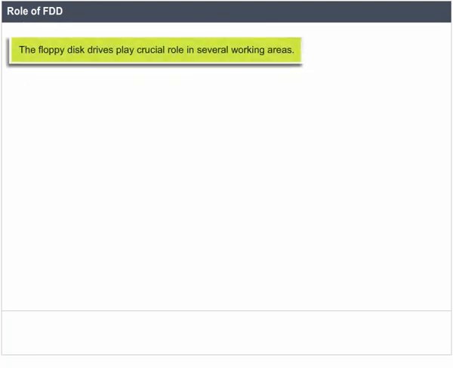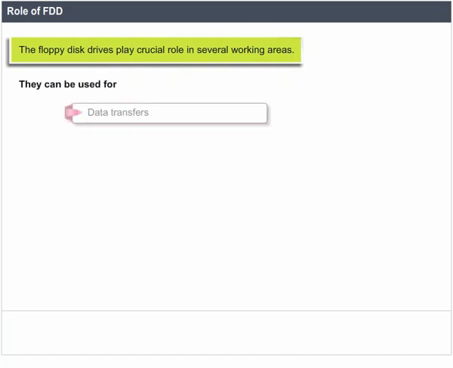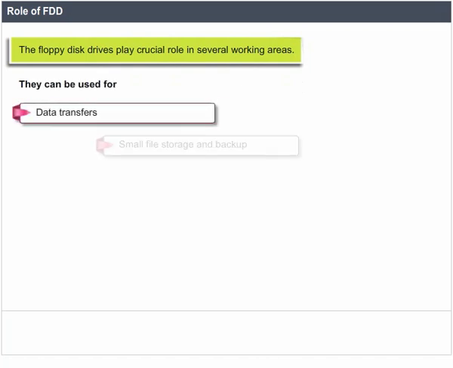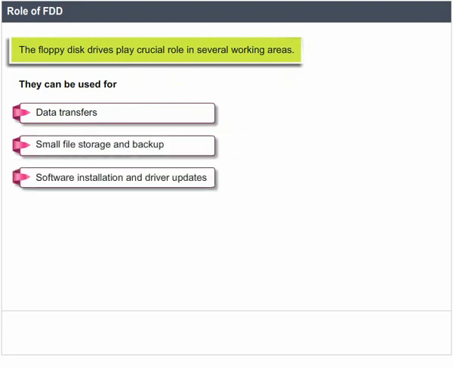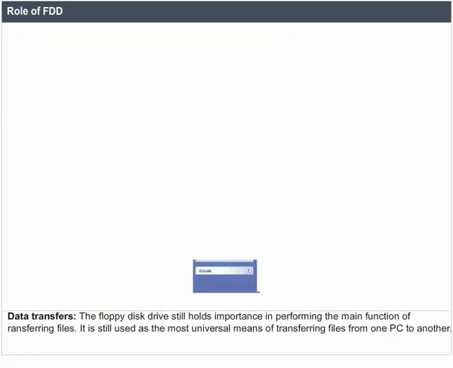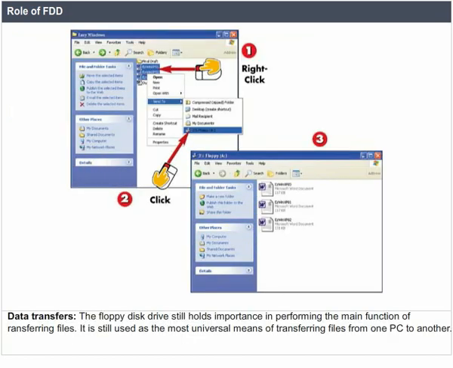Role of FDD. The floppy disk drives play crucial roles in several working areas. They can be used for data transfers, small file storage and backup, and software installation and driver updates. Data transfers. The floppy disk drive still holds importance in performing the main function of transferring files. It is still used as the most universal means of transferring files from one PC to another.